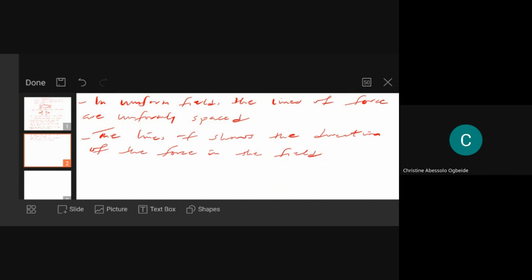And don't forget that this electric line of force is simply an imaginary line that shows us the direction of the force in the field. That was where I got this last property I added. Okay, so that is that for that.